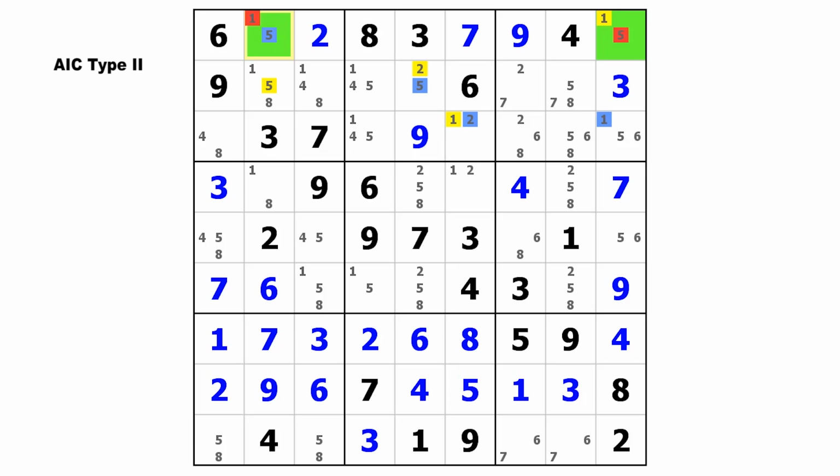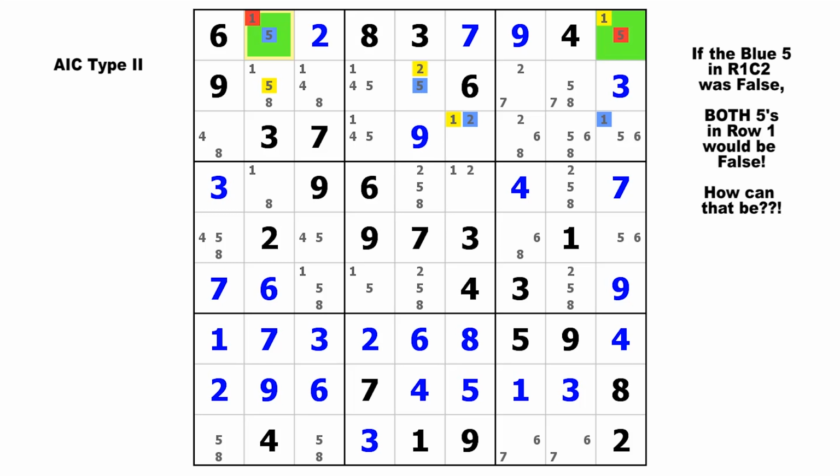But let me show you something interesting about the logic here. If this blue 5 is false, then the chain tells us that this yellow 1 is true, right? And that would further mean that this red 5 is false. So you may say, well, wait a minute. If the blue 5 is false, then the red 5 would also have to be false, which means there would not be a 5 in row 1. Both 5s would be false. How can that be? Well, here's the explanation.